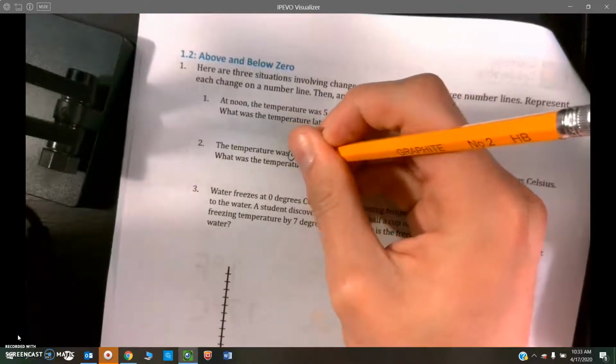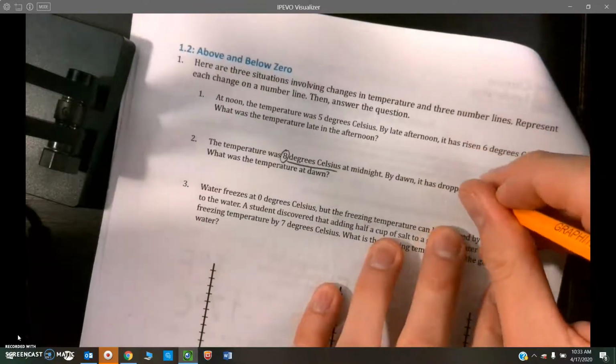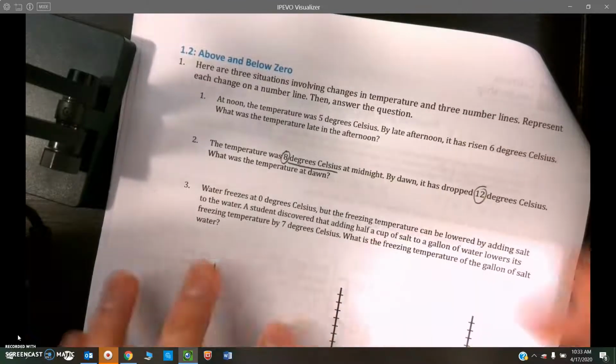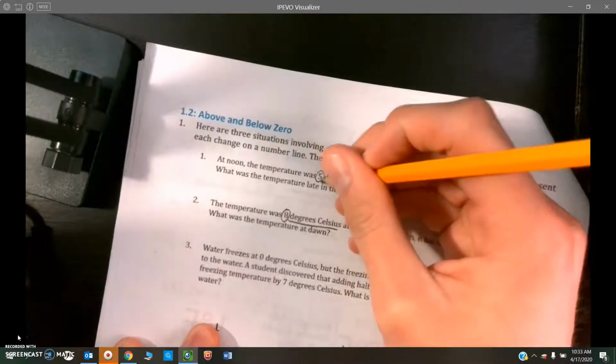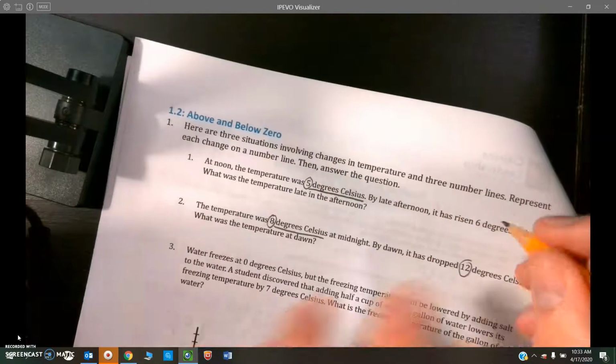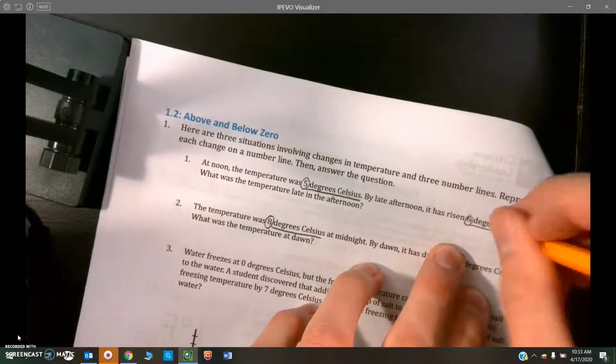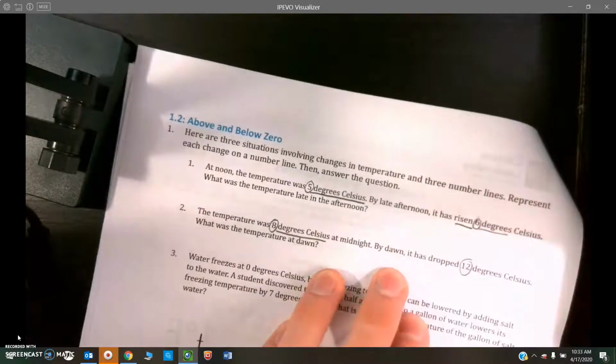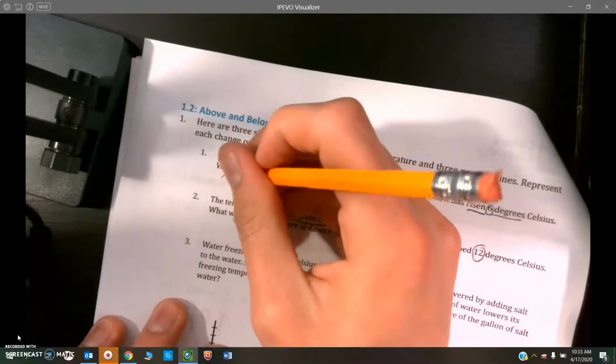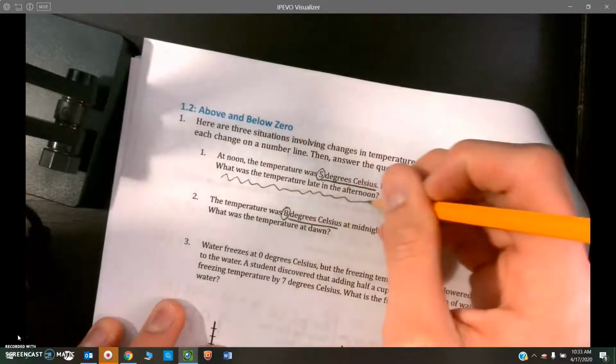Okay, so as mathematicians, I know you guys don't have the paper copy in front of you. I'm going to go ahead and, oops, sorry, wrong problem. I'm going to go ahead and annotate my text. It risen 6 degrees Celsius. I'm going to underline the word risen. Okay, and then the question, what was the temperature in the late afternoon?